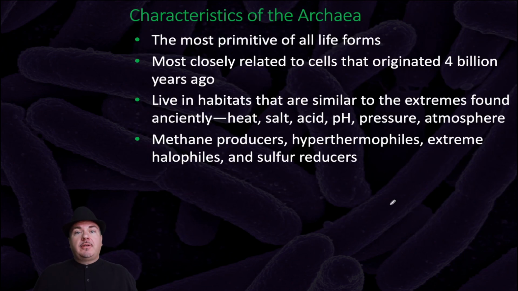Archaea are the most primitive of all life forms. They are most closely related to cells that originated 4 billion years ago. They live in habitats that are similar to the extreme conditions found on the ancient Earth, such as high heat, salt, acidic conditions, pH conditions, pressure, and atmospheric conditions. The Archaea are often methane producers, hyperthermophiles, extreme halophiles, and sulfur reducers.